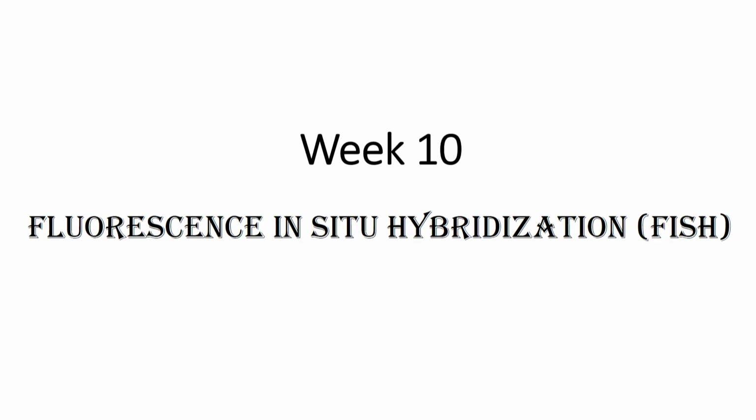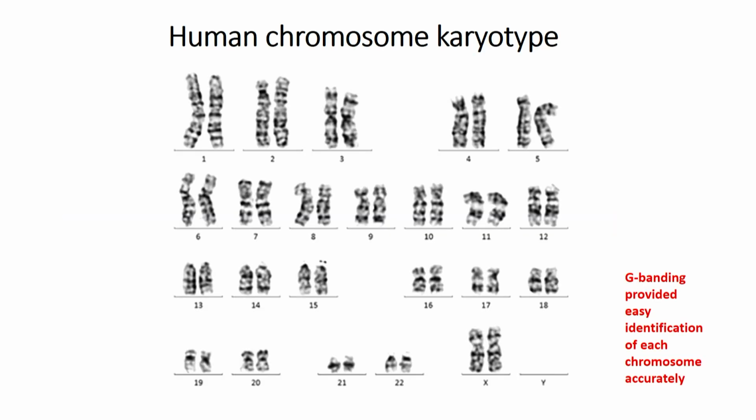This is week 10 course and fifth lecture, Fluorescence in situ hybridization or FISH. We have seen G-banded chromosomes. G-bands provided easy identification of each chromosome very accurately. So far we are quite familiar with G-band. Now the question is, can we go to the molecular level? Can we do some banding which is at molecular level? Can we have more precision? With this we come to the fluorescence in situ hybridization.